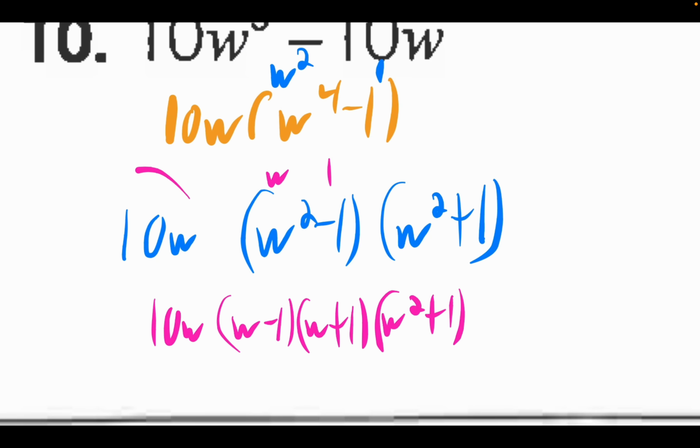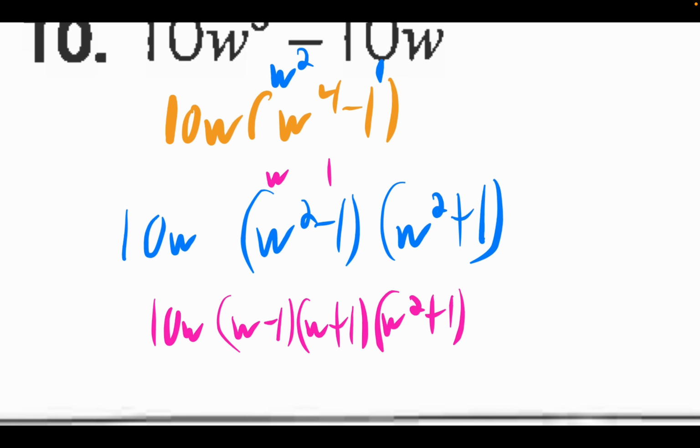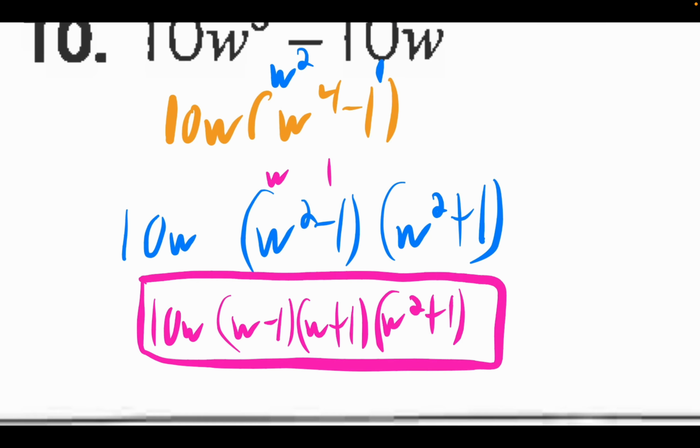So the 10w didn't change, we rewrite that. The w squared plus 1 didn't change, and we rewrite that. And the order in which you write this doesn't matter, so maybe this comes first, maybe it comes last, maybe you want to put it in the middle. I don't care. At the end of the day, these are the 4 factors. 10w is a factor, as well as each set of parentheses being its own factor.